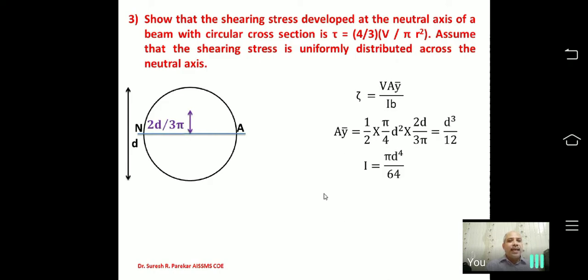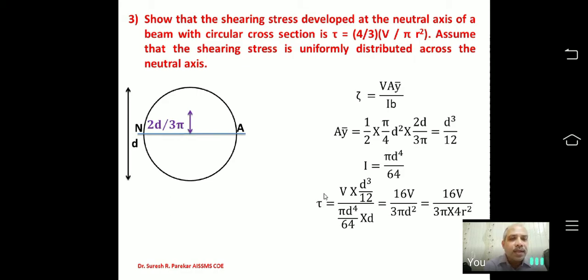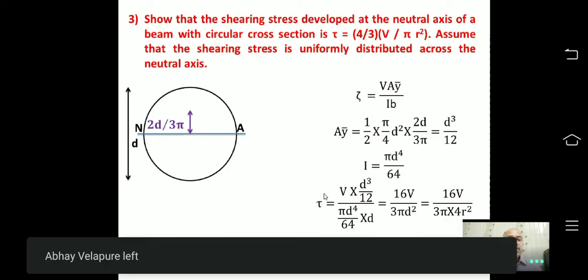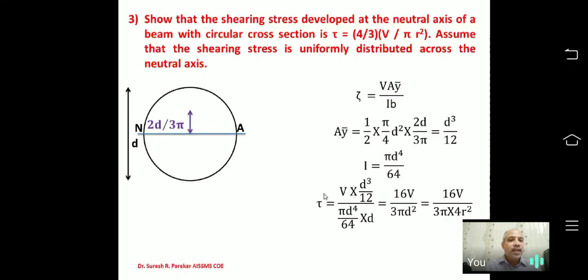Now we know I is pi by 64 d to the power 4, and if we substitute these values in tau, then you can see V into A y bar is d cube by 12, I is pi by 64 d4 into B. So at the neutral axis, what is the width? Width is d. So we have into d, and that gives me 16 V upon 3 pi d square.